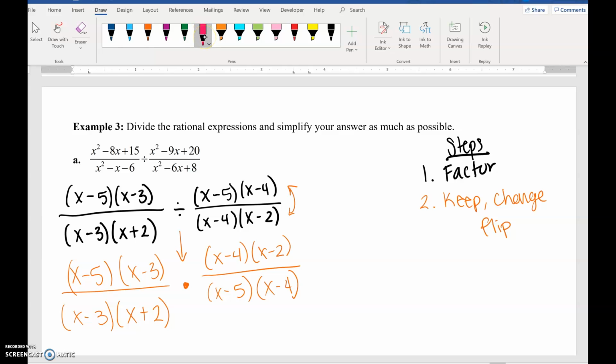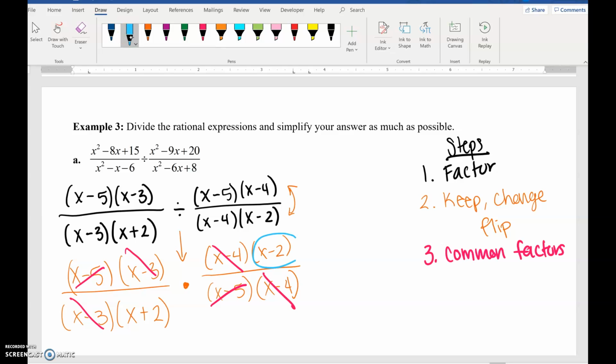And then we're just going to do what we were doing before, where we look for common factors, and then we're going to multiply. So common factors: x minus 5, x minus 5, x minus 3, x minus 3, x minus 4, x minus 4, and then multiply. We're left with this and this. So our final answer is just x minus 2 and x plus 2.